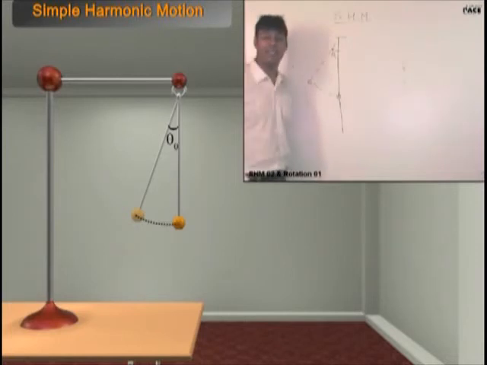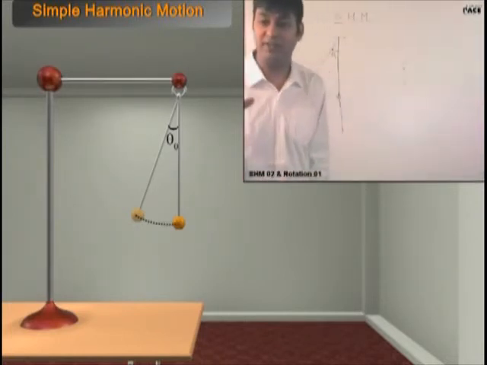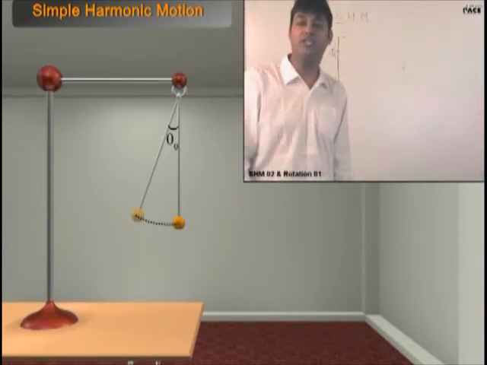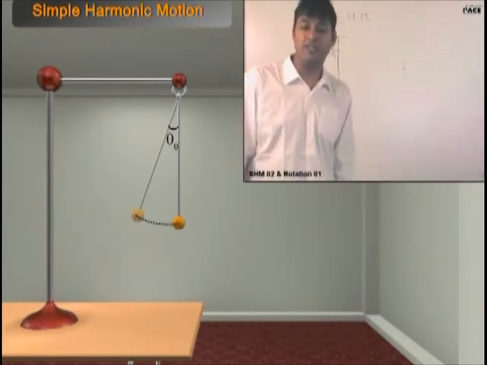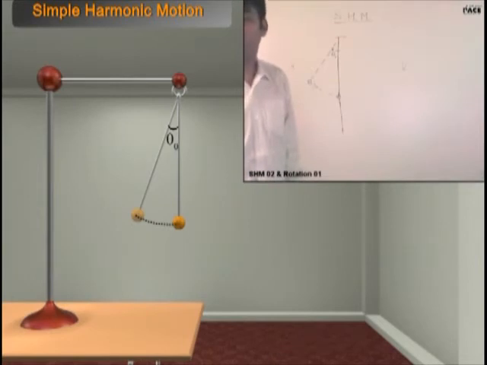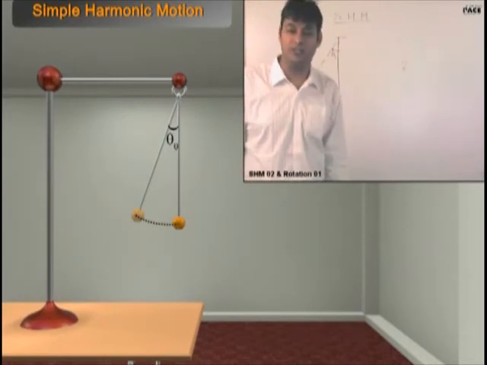No, theta naught is the amplitude. It is not the initial phase. Please understand the difference between phase and amplitude. It is the angular amplitude. Theta naught is not phase. Very wrong confusion. It can be a very intelligent IIT objective question. Theta naught is the angular amplitude. Maximum angular displacement from the equilibrium position is theta naught.